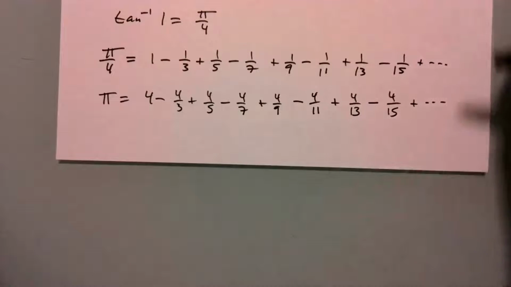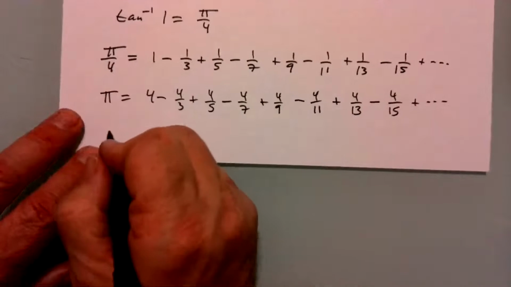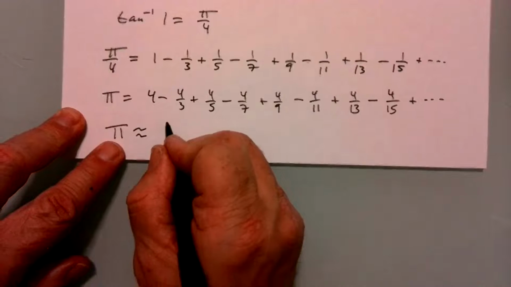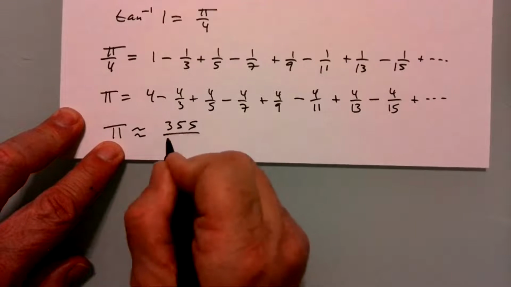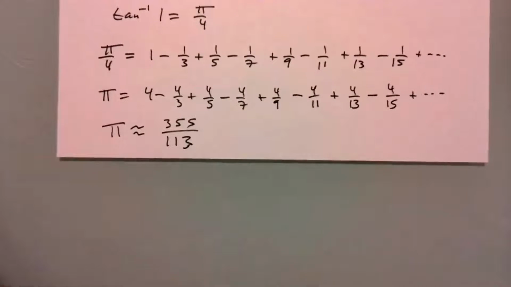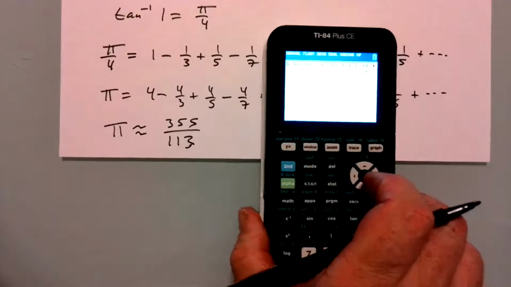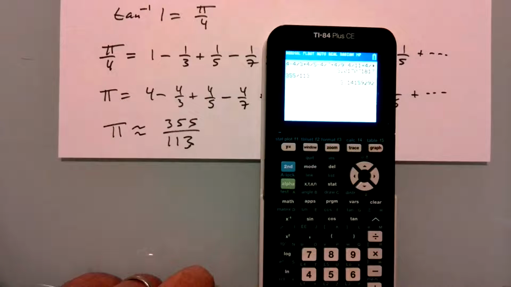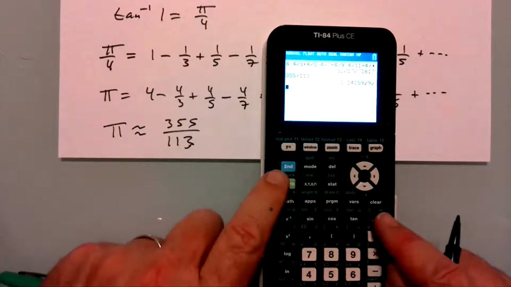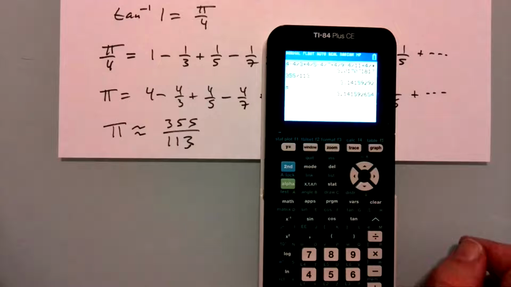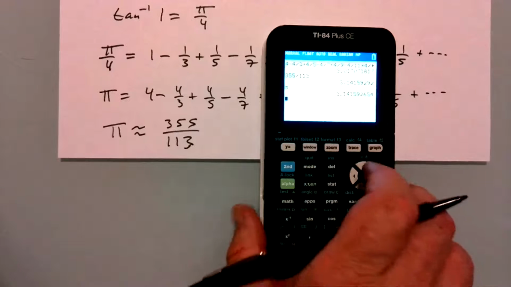But if you want a reasonably good approximation for pi, just to add to your list of things, pi is approximately 355 over 113. My guess is most of you know 22 sevenths. But what is 355 over 113? 3.14159292. And what is pi? 3.1415926. So it's a remarkably good approximation for pi.